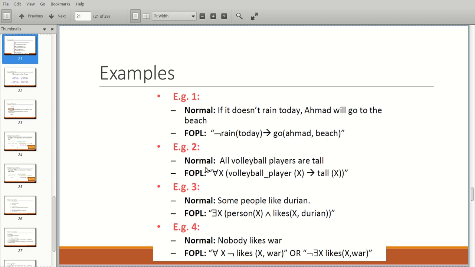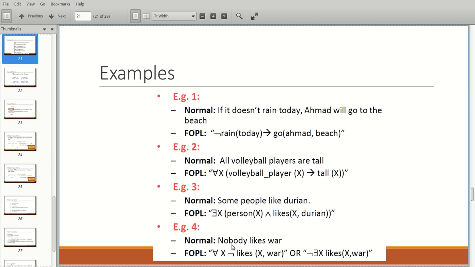The second example: all volleyball players are tall. Over here you have the universal quantifier all, so you can use this one: volleyball player X, everyone is tall. Some people like durians. So you have some people, you can use the existential quantifier X, and you use the like durian, the second predicate here.